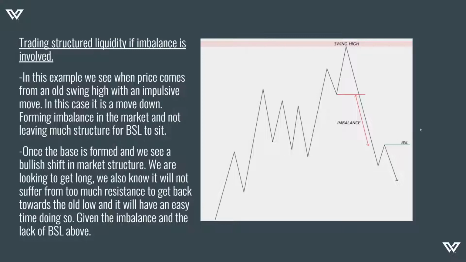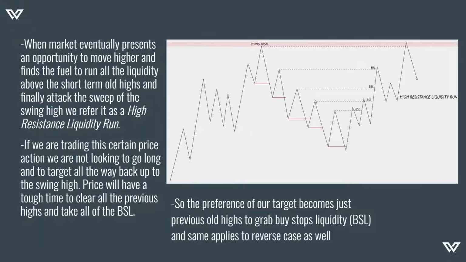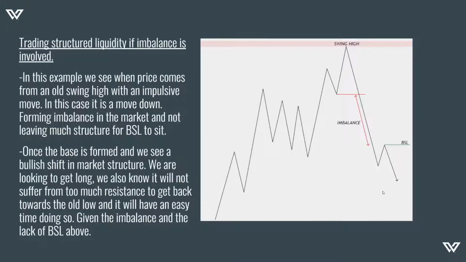So now we're going to talk about what happens if, instead of seeing these consistent higher lows from this swing high, we see a fast imbalance to the downside. We have already covered fair value gap and how price reacts to fair value gap. So in this example, we see price come from an old swing high with an impulsive move, in this case a move down, forming imbalance in the market and not leaving much structure for buy-side liquidity to sit. Once the base is formed and we see a bullish shift in market structure on the lower time frame, we're going to look to get long.